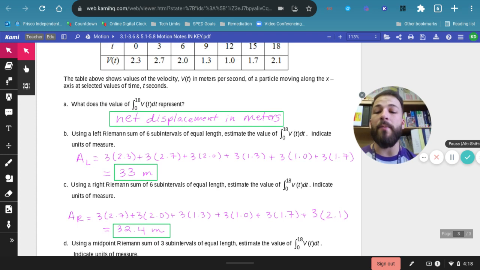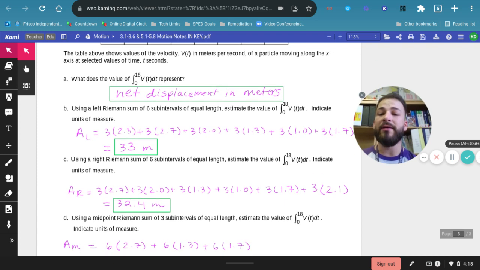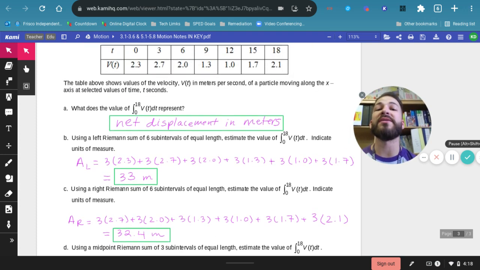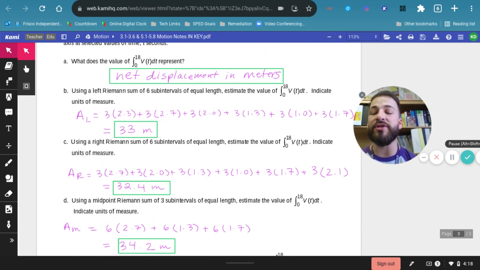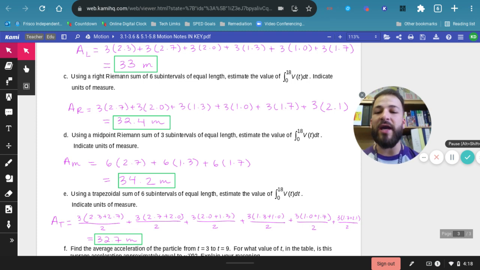Then our midpoint sum of 3 subintervals, so our total distance of 18, 3 subintervals would give us 6 in distance. So every 3 spots, we're taking the middle, so we take the middle point. So 6 times 2.7, 6 times 1.3, and 6 times 1.7, which gets us 34.2 meters. And the reason why that one's so much larger is just because of kind of the arbitrary nature of a midpoint when we're just working off a table. You know, the points can kind of be all over the place, so it can really throw and drive the numbers really differently. Okay, and then last but not least, our trapezoidal sum. That one takes into account all of our numbers, base 1 plus base 2 times height, divided by 2.